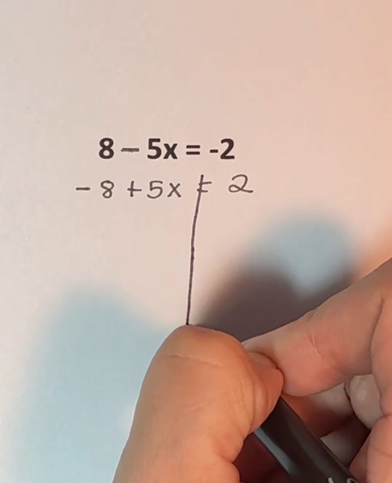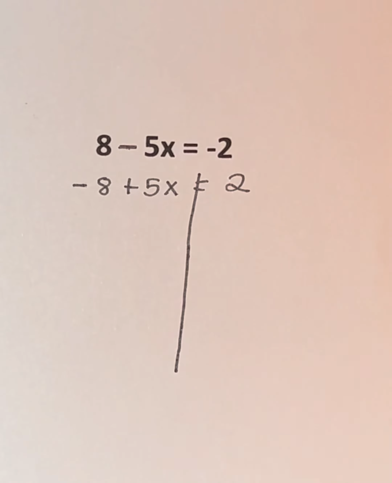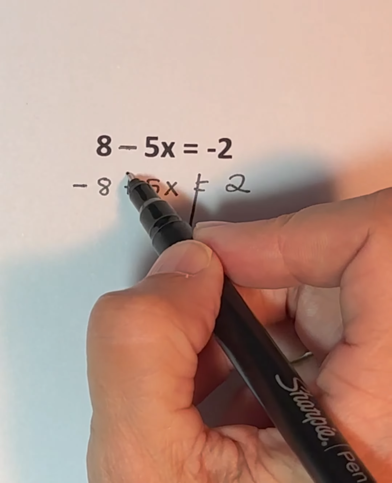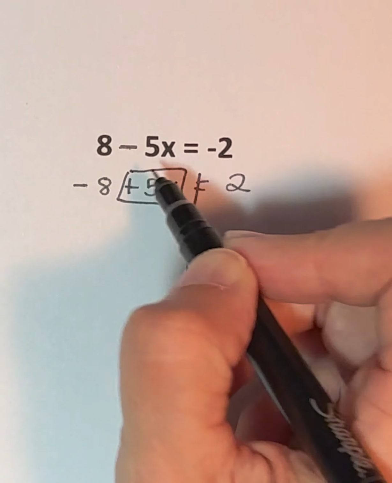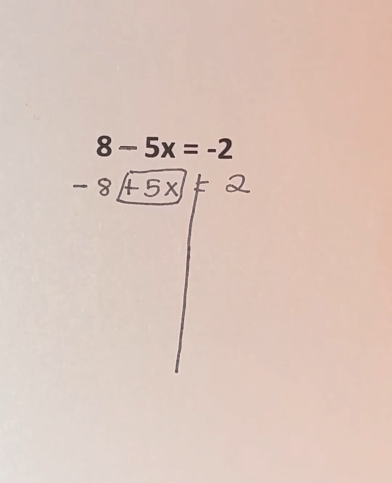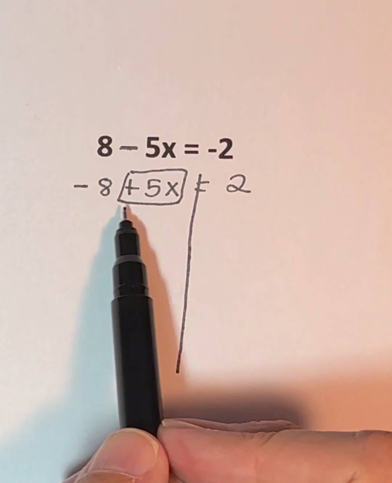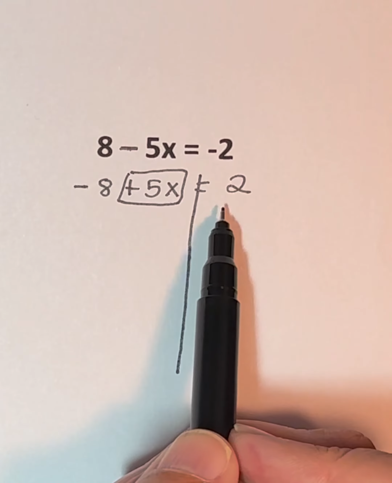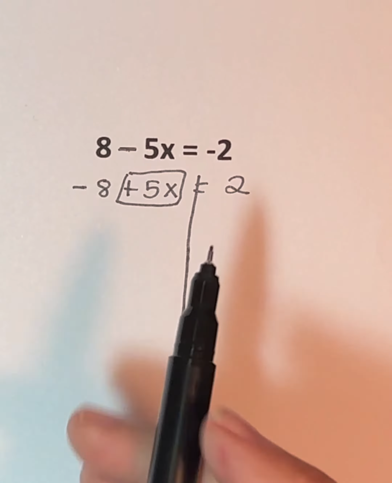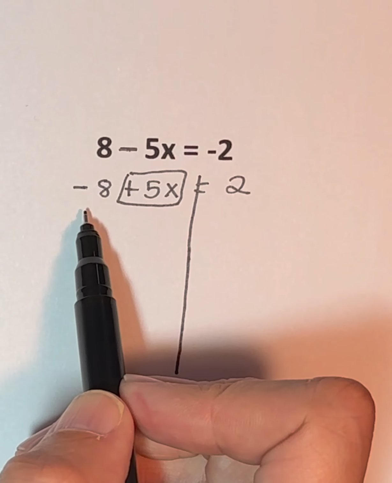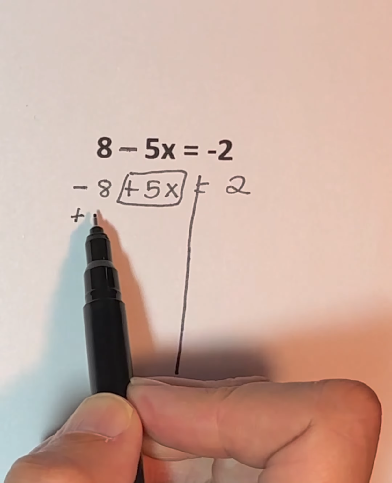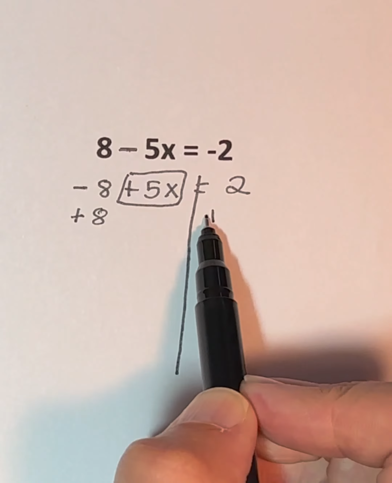I'm going to make my line down through the equal sign, which separates the two sides. I'm going to box off the term with the x because that's the last thing we do. Anything on the same side with that box has to be gone. We have to move it to the other side. We have a negative 8 sitting here. How am I going to get rid of that? I'm going to neutralize it by making it a positive 8.